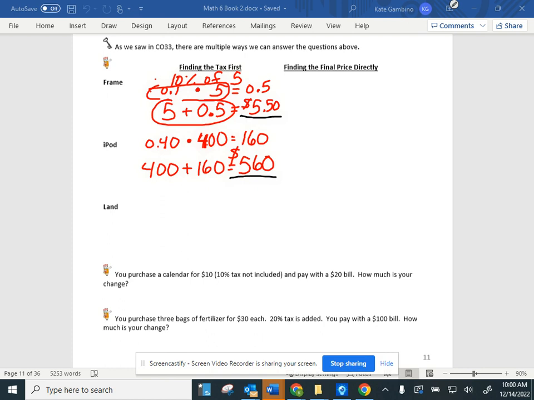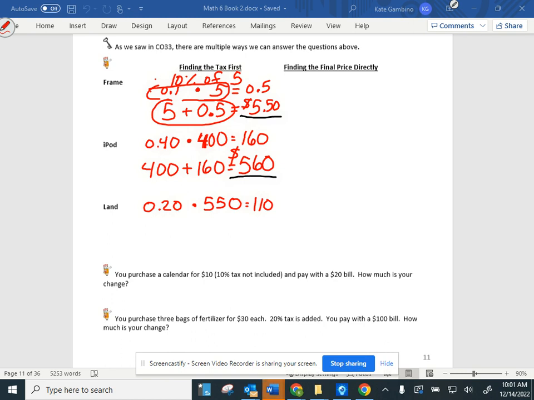All right, last one for finding the tax first. Riziki. Yep. So you put 0.2 times 500. Yeah, because it was 20%, so that's 0.20 times 550. So what do I get? James. 110. I get 110.